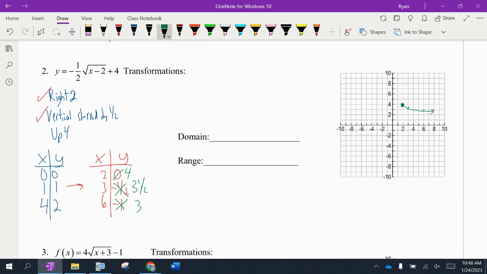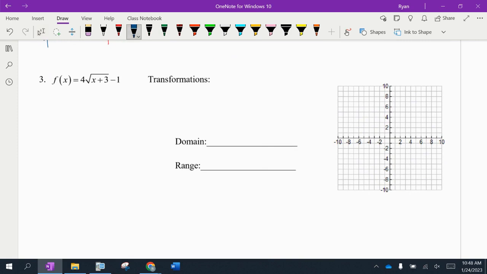And what I'm seeing is the vertical shrink, it's not going as fast as it normally would. And then that negative sign made it go down. So it's not actually reflected across the x-axis anymore because it then got shifted up. But this is what our graph is going to look like. The domain goes from 2 to infinity, and the range is going all the way down. It gets to the highest y value of +4.